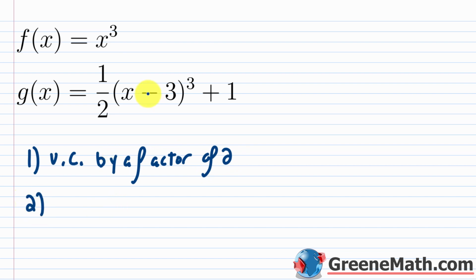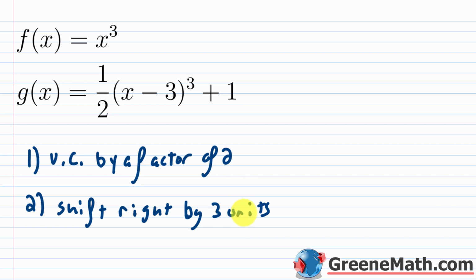Now, the second thing, I'm going to go inside the parentheses. Now, this is going to impact x here. And remember, with the transformations with x, the horizontal ones, you have to undo what's being done to x. Here we have x minus 3 on the inside. So to undo that, I want to add 3. So that's going to shift me to the right by 3 units. And then when we get back on the outside here, we have this plus 1. Again, that's vertical. So we're going to say that we want to shift up by 1 unit.